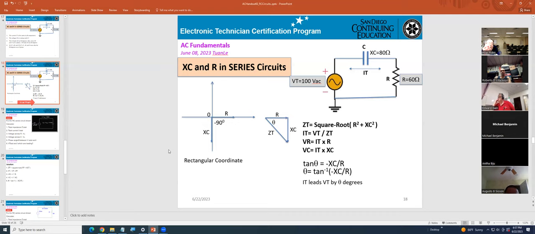Okay, so you get the two circuit boards, AC1 and AC2. Try to understand the lecture. That will help you get it done quickly.